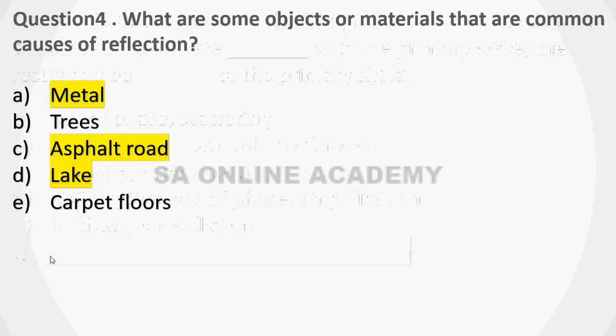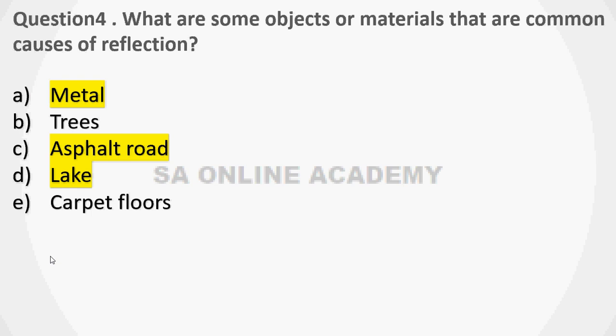What are some objects or materials that are common causes of reflection? So friends, this question seems to be very simple, but actually it's very tricky because there are many materials which do different phenomena with their parts. Like water, it does absorption as well. So here, when it's a bigger water resource such as a lake, it does reflection as well. So you have to be very clear while selecting the option.